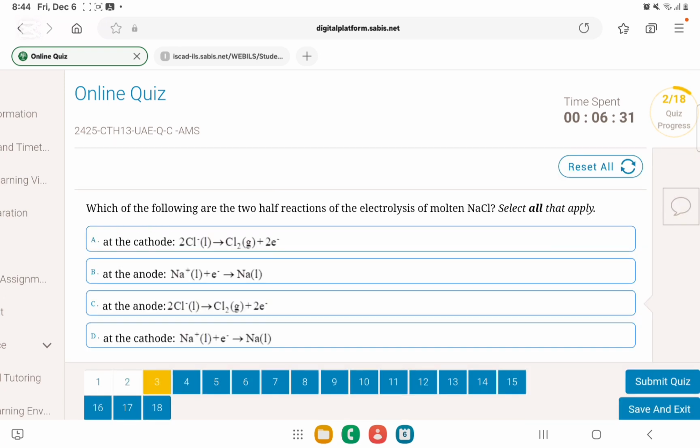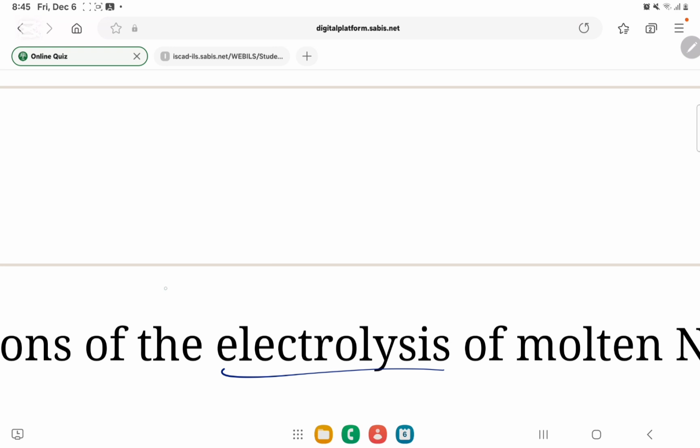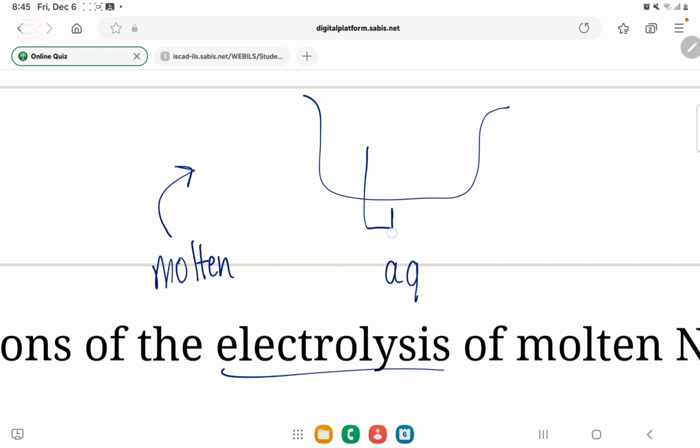Okay, which of the following are two half reactions of electrolysis of molten NaCl? Okay, so look, we have two types of electrolysis, okay? We have molten and aqueous. So for molten, it would be something like this. Let's say this is our beaker, and then we have this thing, and then this, okay?